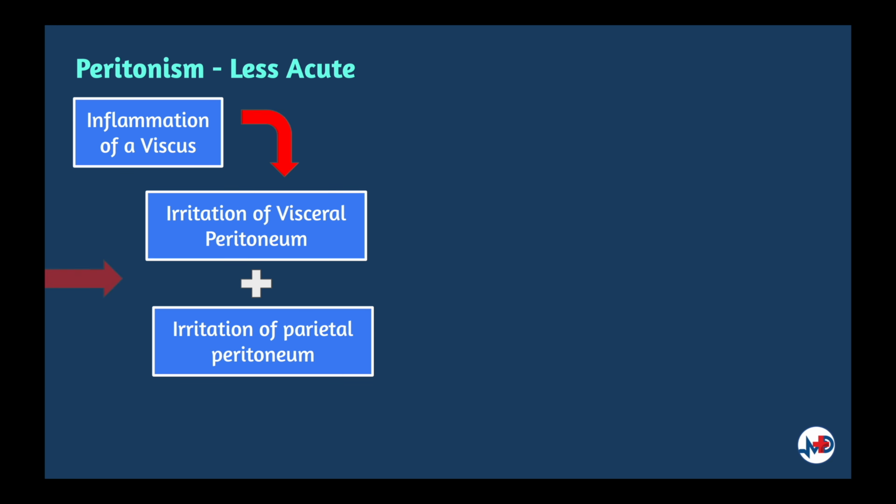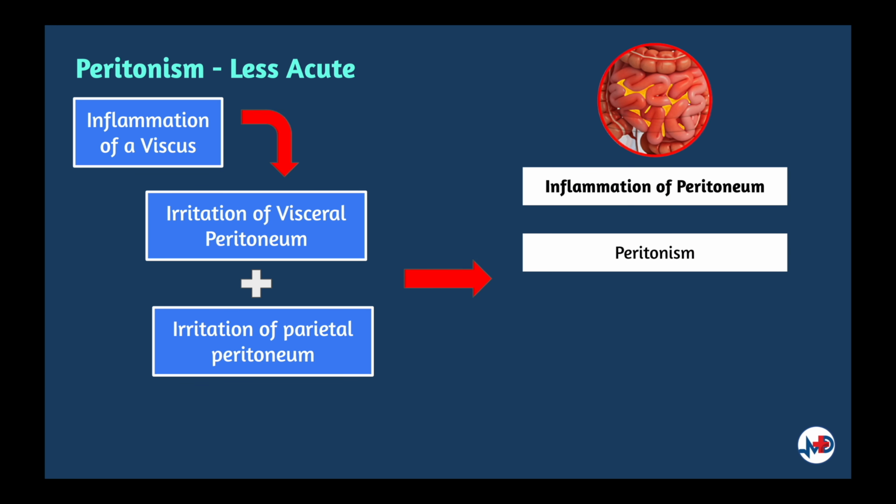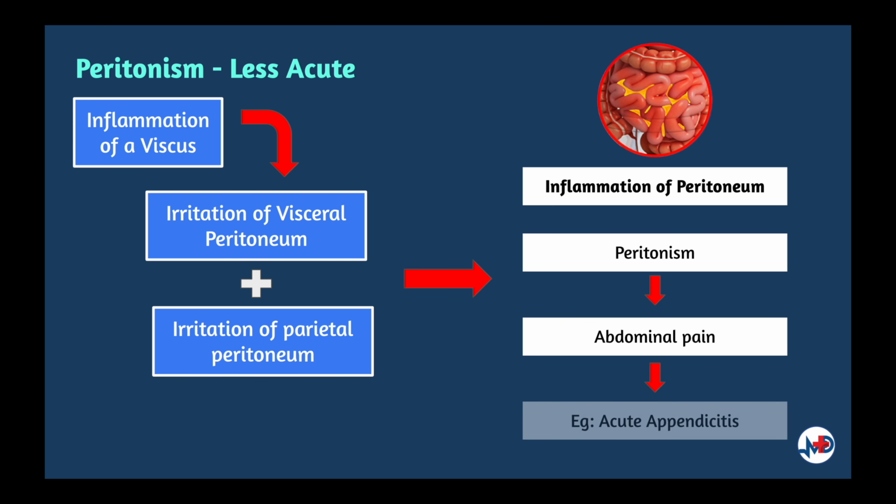Next is peritonism, which is less acute. Peritonism is not peritonitis. It refers to the localized inflamed peritoneum, usually due to inflammation of the viscus that then irritates the visceral peritoneum. This leads to patients stating that their abdominal pain starts in one place, which is irritation of the visceral peritoneum, before localizing to another when there is an irritation of the parietal peritoneum and then becoming generalized. The classic example of this is acute appendicitis, with the pain migrating from the umbilical region to the right iliac fossa, and this causes inflammation of the viscus.